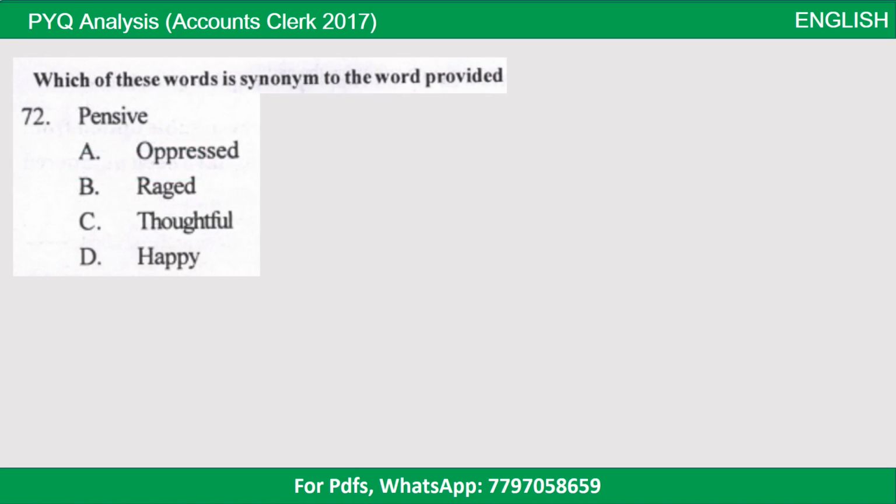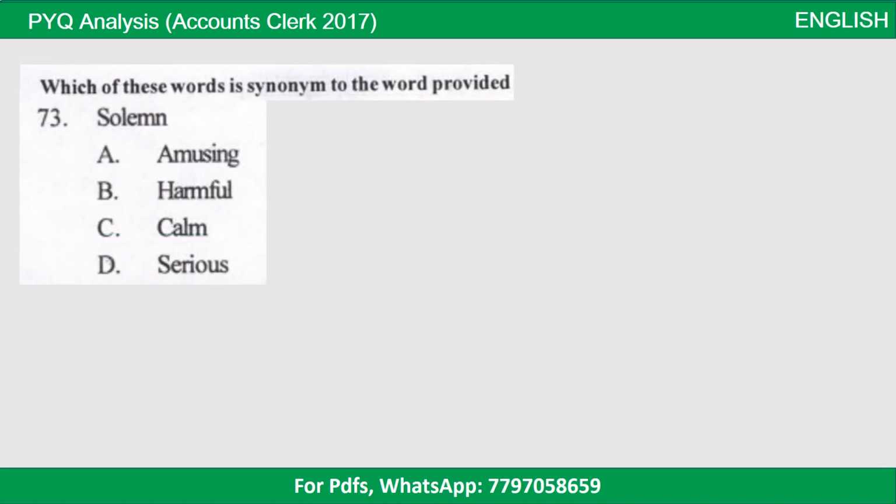Okay, the next question is, which of these words is synonym to the word provided? The word is pensive, and the options are oppressed, option A, B is raged, C is thoughtful, D is happy. So pensive भनेपछि केही चिजमाथि deeply सोच्नुलाई pensive भन्छ. Okay, could be sad पाराले सोच्नु या happy पाराले. So it means to think deeply about something. So the most appropriate option would be option C, that is thoughtful.